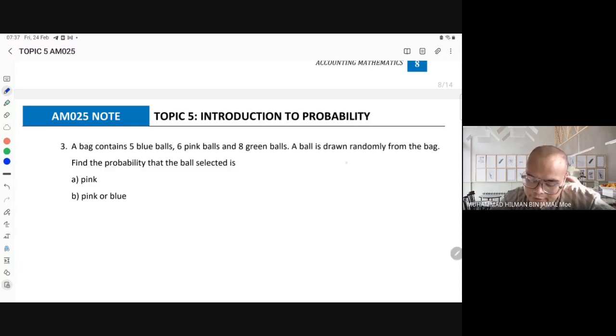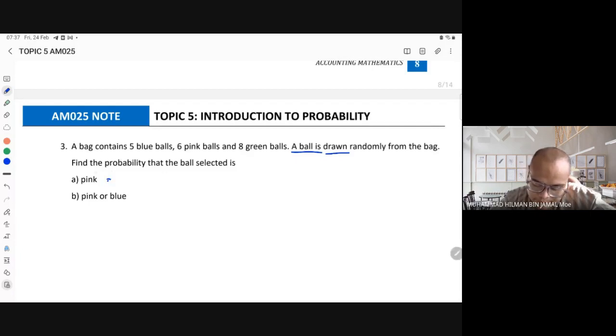Okay, sebab basically dia ambil satu ball sahaja. So memang you akan dapat sama ada you dapat blue, pink ataupun green. Okay, so you takkan boleh dapat blue and pink dalam masa yang sama. Tak boleh sebab dia ambil satu je.